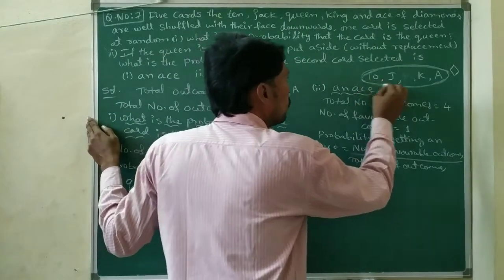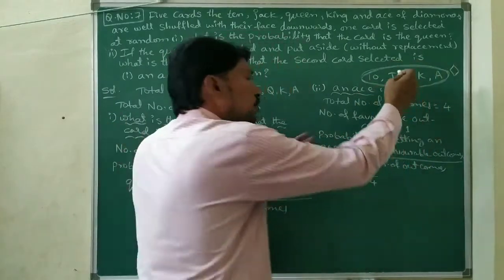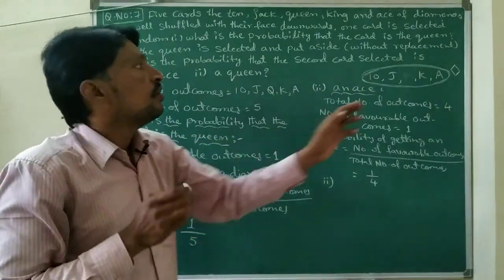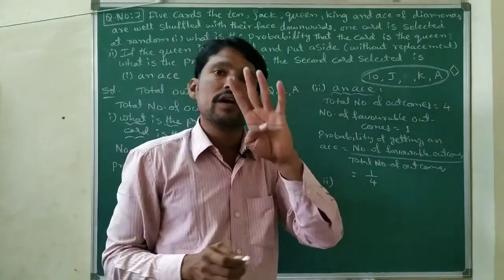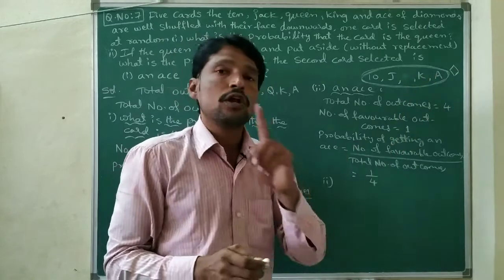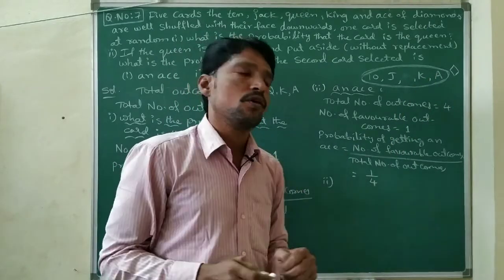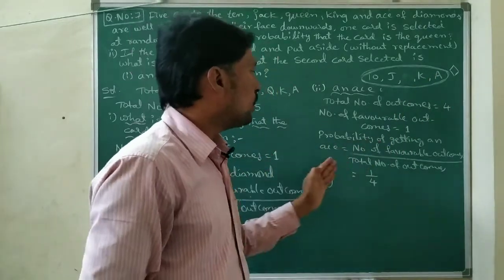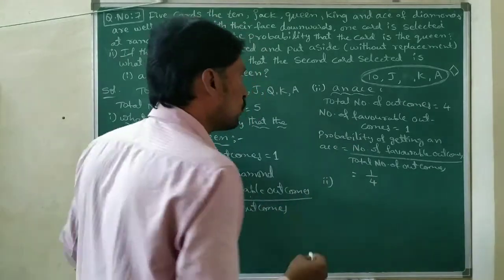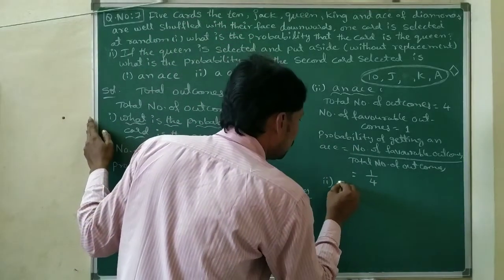So here in this card, we took the queen outside. So total outcomes will be 4. In that, number of favorable outcomes only 1 is possible. So probability of getting an ace is 1 by 4. Next, a queen.